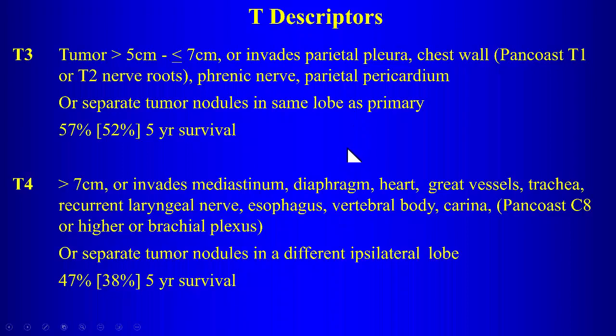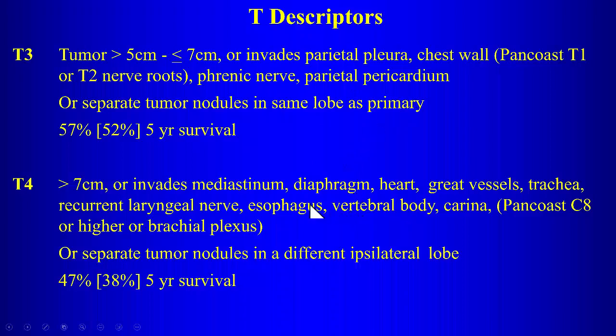So if there is invasion of resectable structures, so the chest wall, the parietal pleura, the parietal pericardium, all of those are considered resectable structures. So that would make it a T3 tumor. That's still an operable candidate.